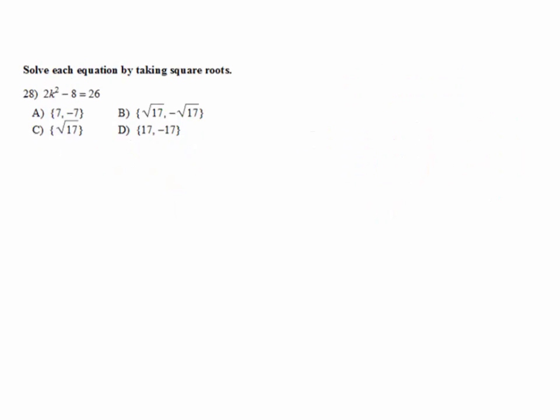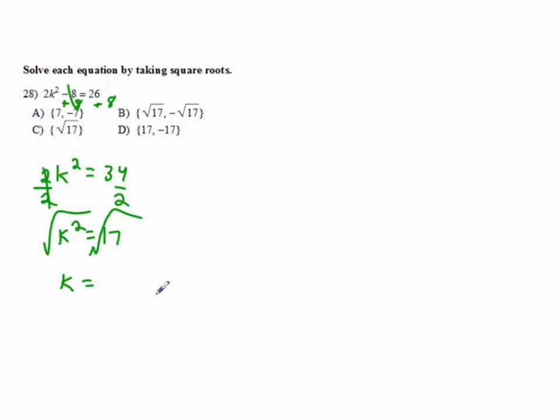Okay, 28. When I solve by taking square roots, all I'm doing is trying to get k squared by itself. So I add 8 to both sides and get 2k squared equals 34. I divide by 2 and get k squared equals 17. So I square root both sides, and here's the tricky part. When I square root in an equation, I have to put a plus or minus, and the square root of 17 doesn't simplify, so I just leave it as the square root of 17.